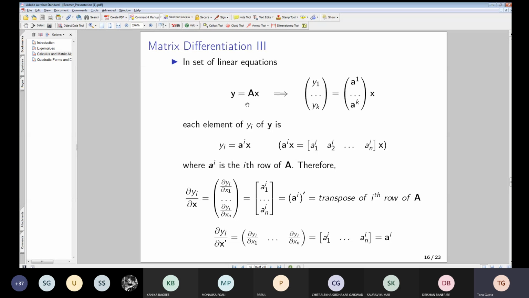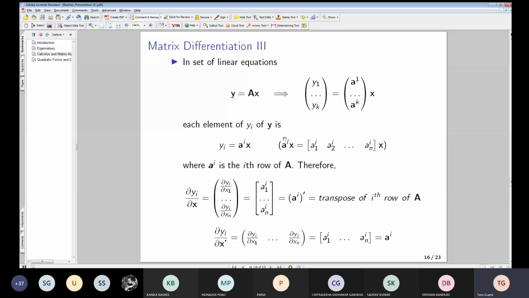I am stacking it in a compact form here. So I am saying that A1 is the first row of the matrix A. Similarly, Ak is the kth row of matrix A. So what does it mean? That A1 is a row vector with n elements. I hope this is clear.